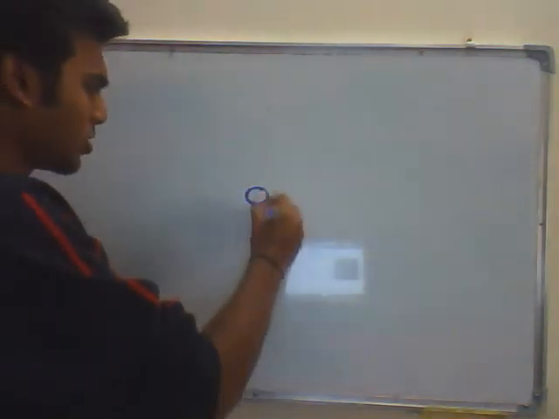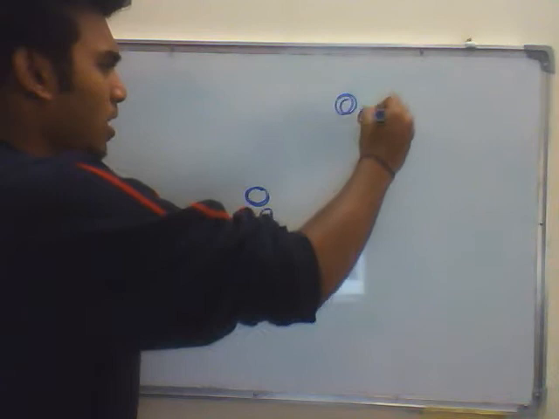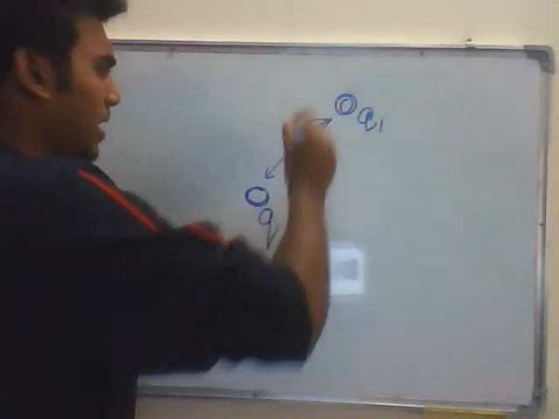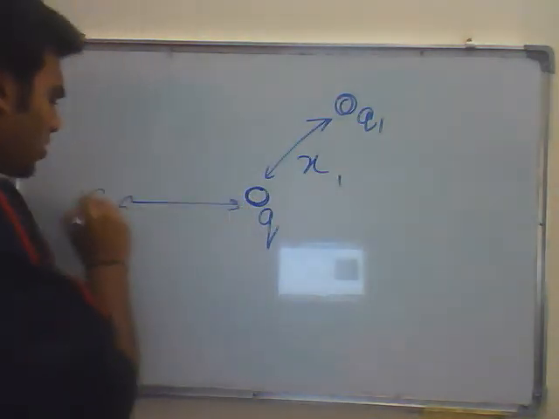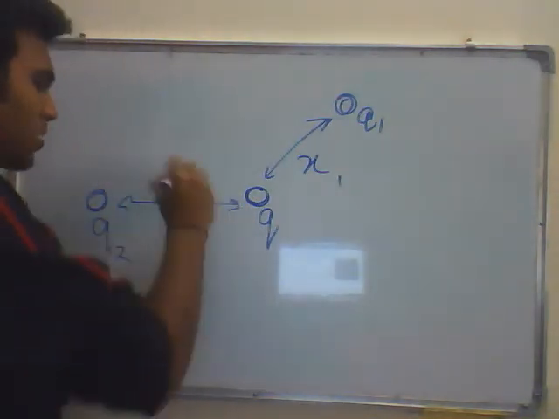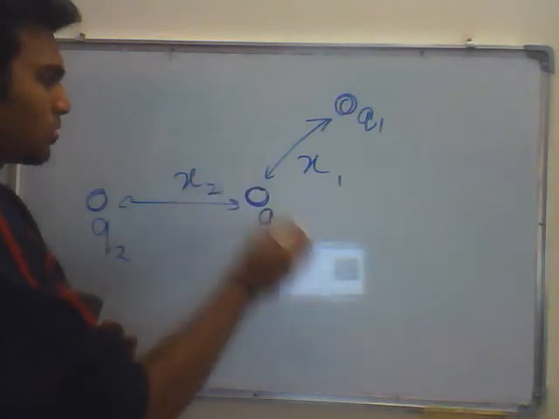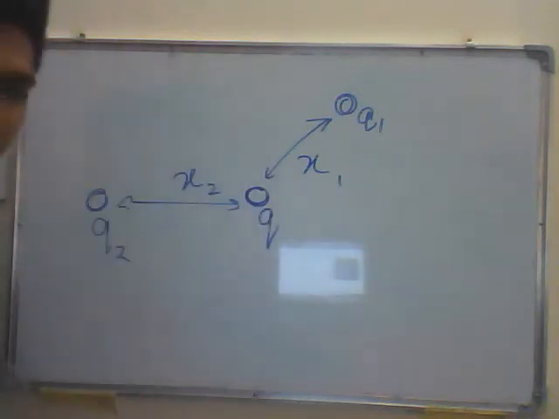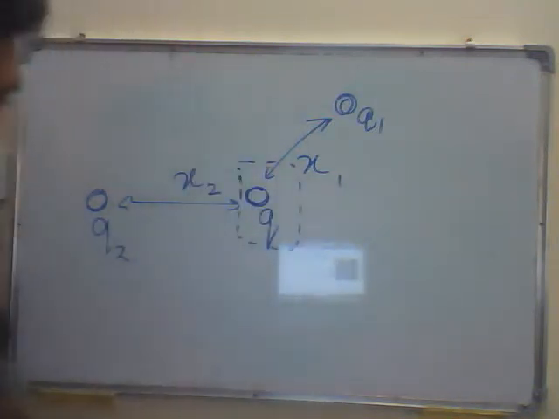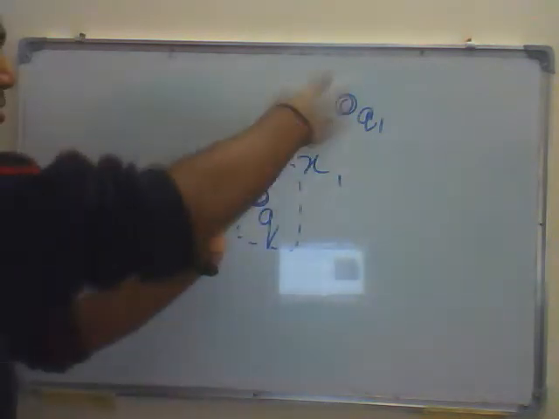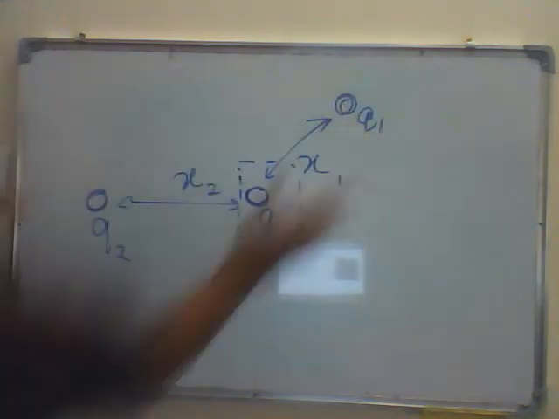So let me just draw what I said. You have a charge here, let's say Q, and then you have a charge here, Q1, separated by a distance, say x1. You have another charge, Q2, at a distance x2. Let's keep it simple and have two charges. We want to find the force on this charge. Now, if it was only one, we could just use Coulomb's law of electrostatics.